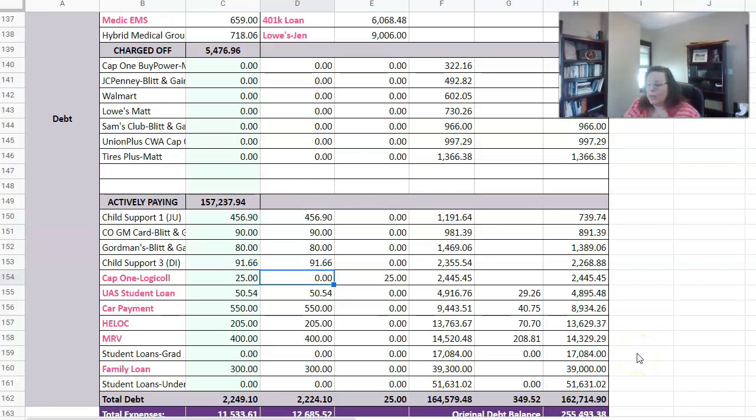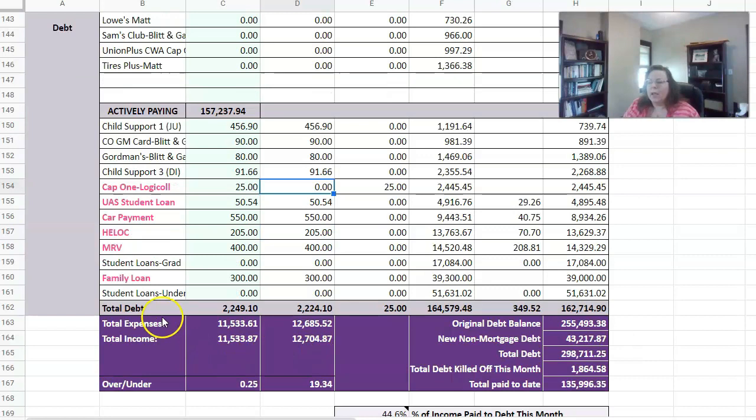Let's take a look at totals here so you can see. So over here on the left, when I set up the budget, I talked about we want our expenses and our income to be as close to zero as possible. And we also try to be intentional with that in the actuals. Our expenses were $12,685 and our total income was $12,704 with a difference of $19. So we had a little bit left over that we didn't spend, and that's okay. I just leave that sitting in the checking account.